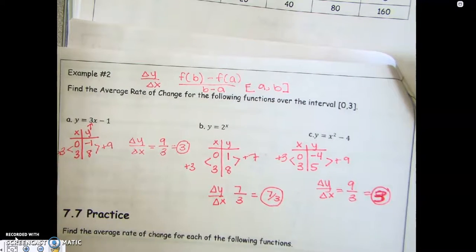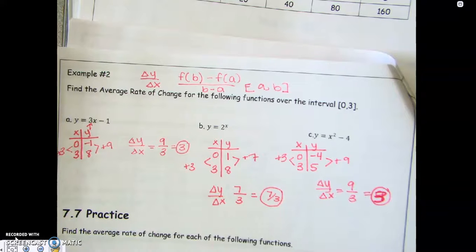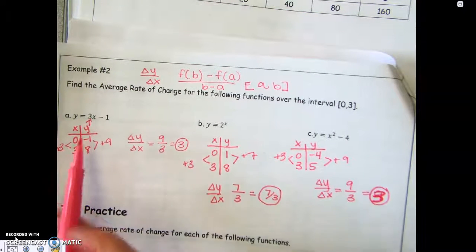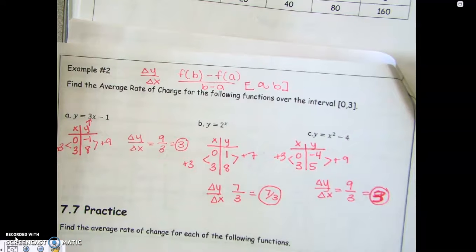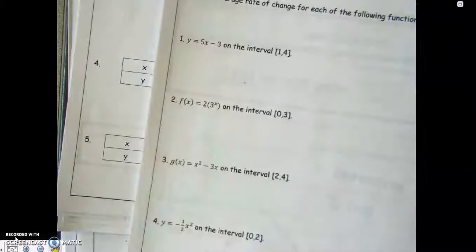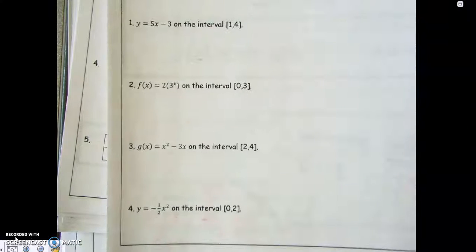Okay, so this is really just finding the slope over an interval if it's not linear. If it is linear, your slope is your average rate of change. So your job is just to finish the practice, 1, 2, 3, and 4. Make sure you got the concept.